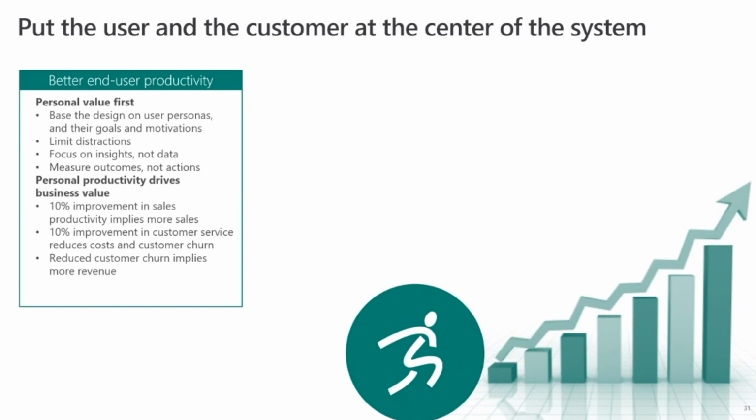Measure outcomes and not actions. Because in the end, personal productivity drives business value. Improvement in sales productivity implies more sales. Improvement in customer service reduces cost and customer churn. And reduced customer churn implies more revenue.